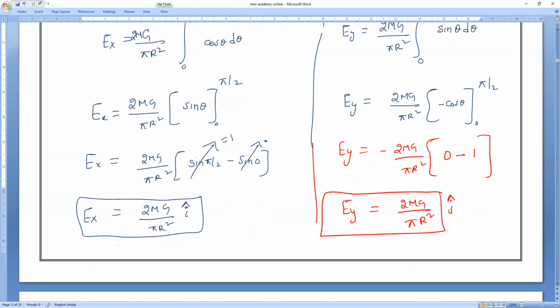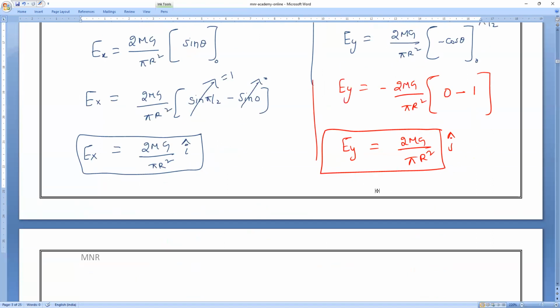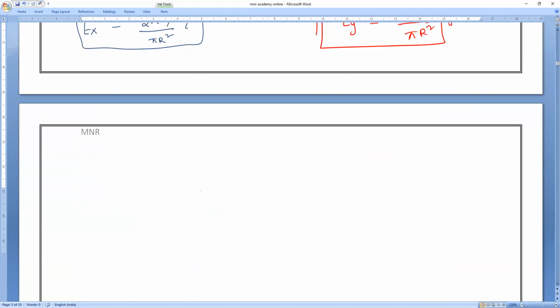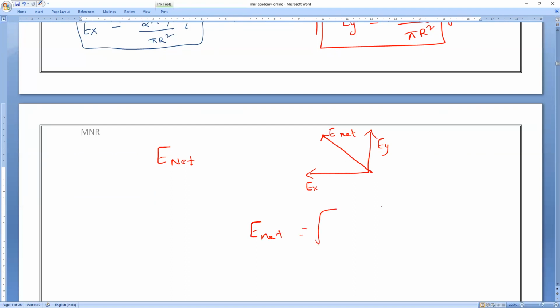So we found x-axis and y-axis, but we want to find the resultant one. If you want to find the net gravitational field, because we found this is Ex and we found this is Ey, so we want to find the net one. So net is acting like this. This is E net. Understanding? So E net is equal to, all of you observe very carefully.